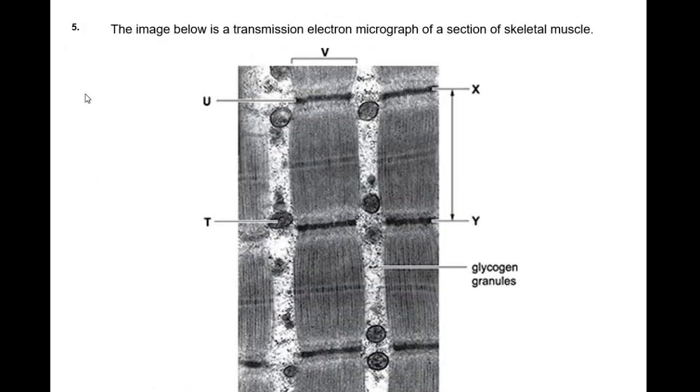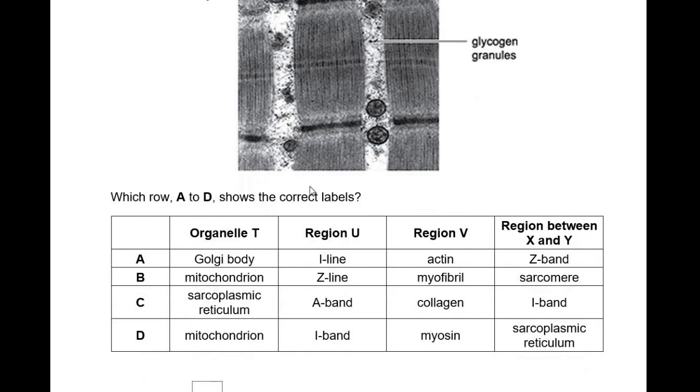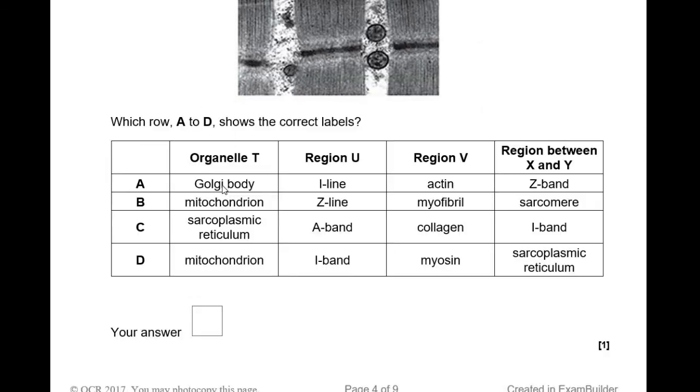I've skipped a question here, so just be aware we're now on question 5. The image below is a transmission electron micrograph, so it's a cut through. We've got some labels here, and then try to label that. I'll let you have a go yourself.